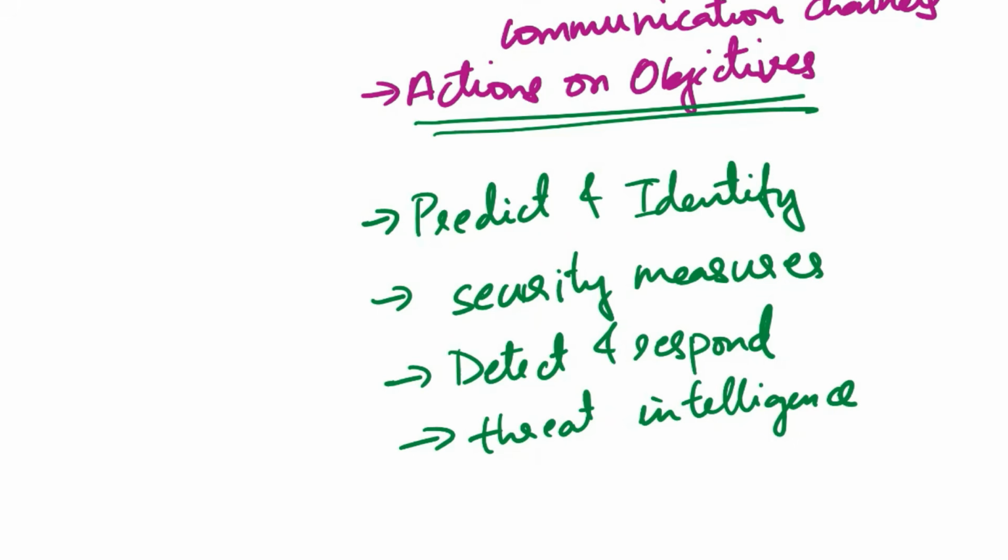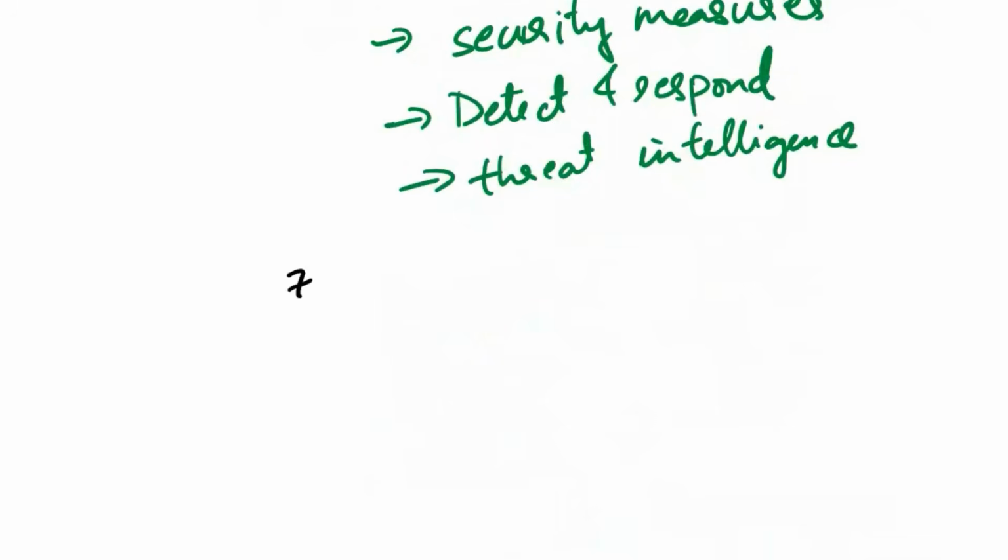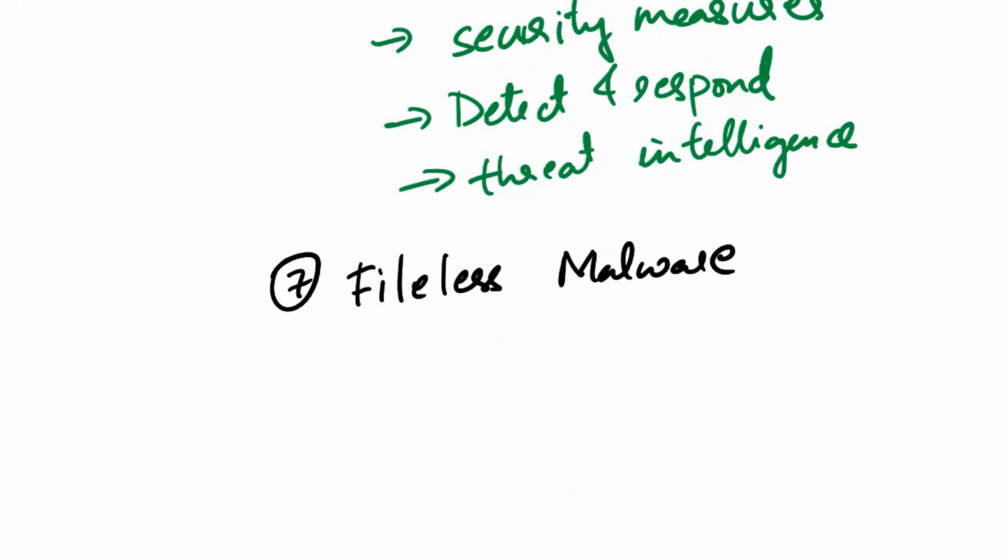By breaking down cyber attacks into discrete stages, organizations can develop more effective strategies for prevention, detection, and response, ultimately reducing their exposure to cyber threats and minimizing the potential impact of successful attacks. Let's go to the next question now. Describe the security implications of fileless malware and how to detect it.